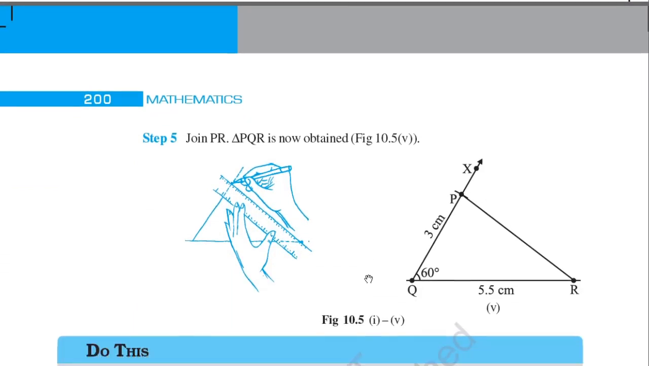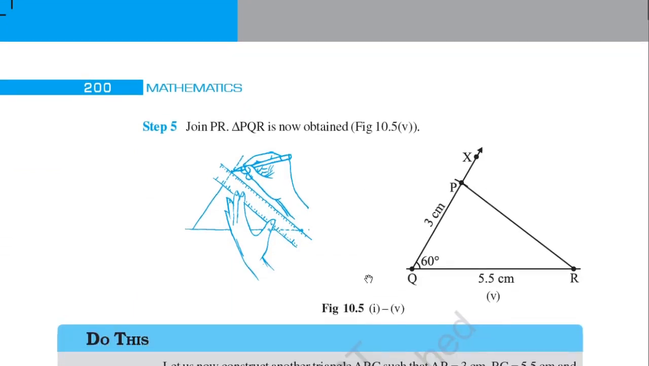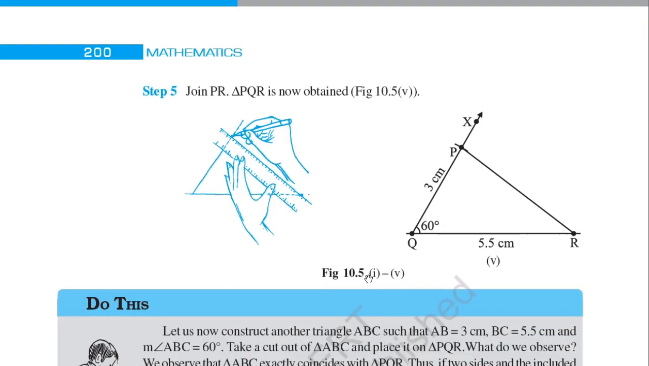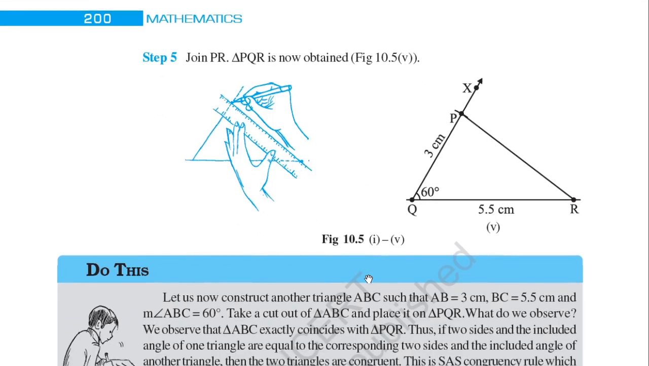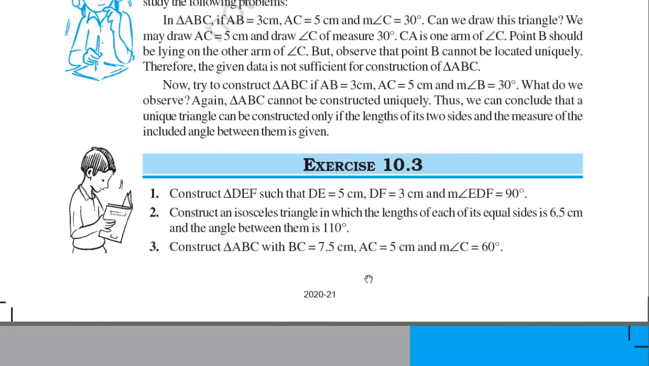And step 5, join PR. Triangle PQR is now obtained. So you can see after joining, triangle PQR is obtained. So here's another think and discuss section and exercise.